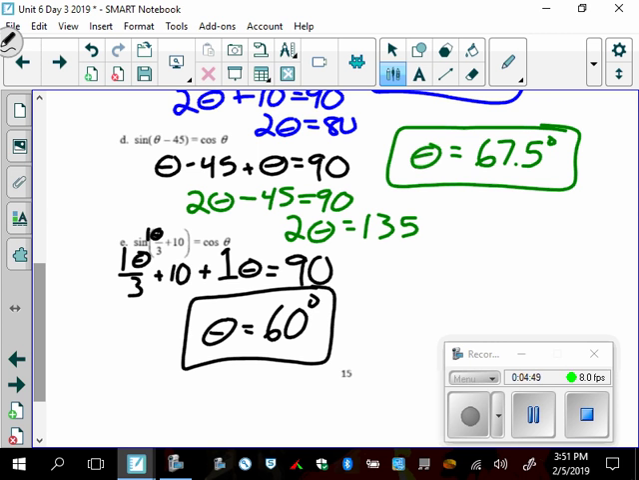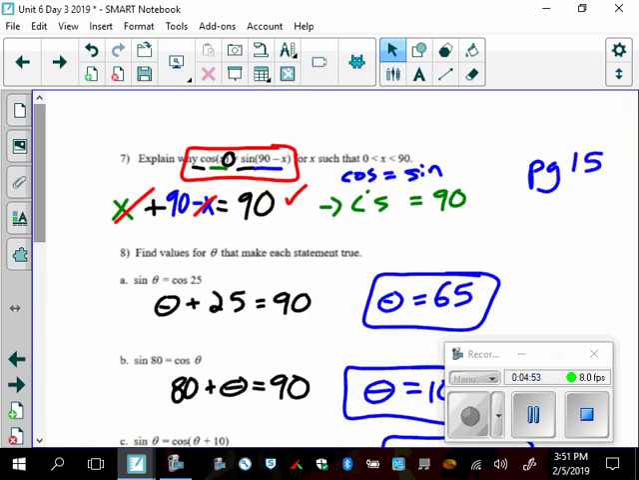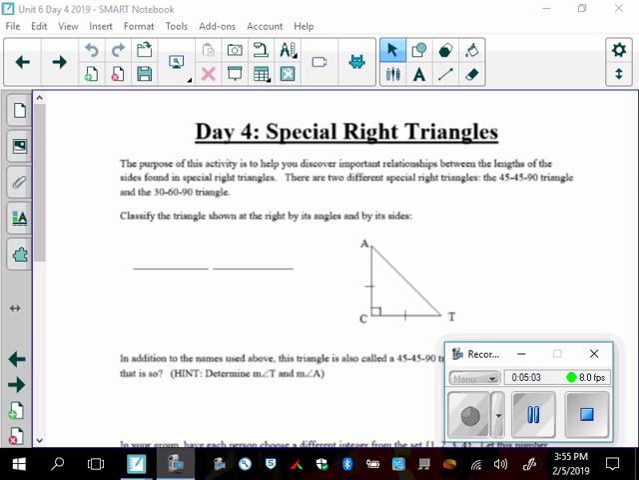So again, we see sine equals cosine. We have to tell ourselves that means the angles add to 90. I might have to use algebra to do so. All right, so that's the most that I want to talk about for day 3.